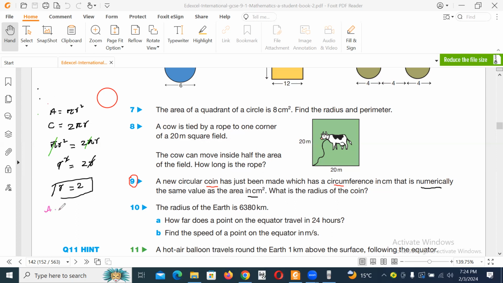We can even check also. pi r squared means 2 squared, that gives us 4 pi, and the circumference, which is 2 pi r, so r is 2, which gives us 4 pi. So for the value of r equal to 2, the circumference and the area of the circle are equal, in centimeters as well as in centimeters squared. I hope it is clear.